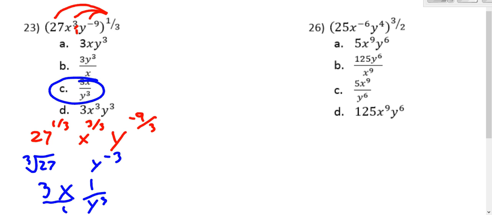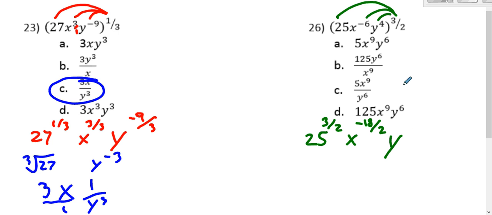So same thing with this. Distribute that exponent to every piece. So 25 to the 3 over 2. X to the -6 to the 3 over 2. So you multiply your numerators. 6 times 3 is 18. And then y to the 4th to the 3 over 2. Multiply your numerators. That's 12 over 2.